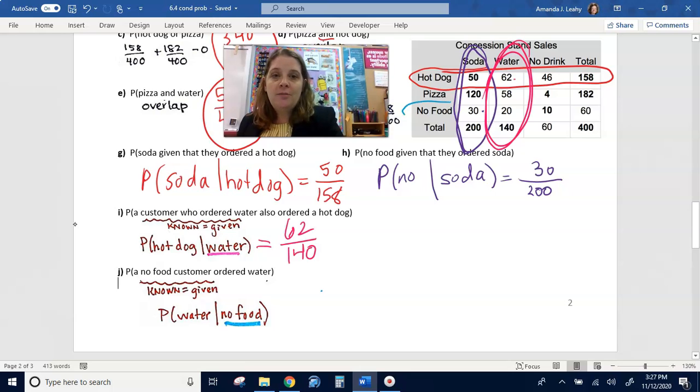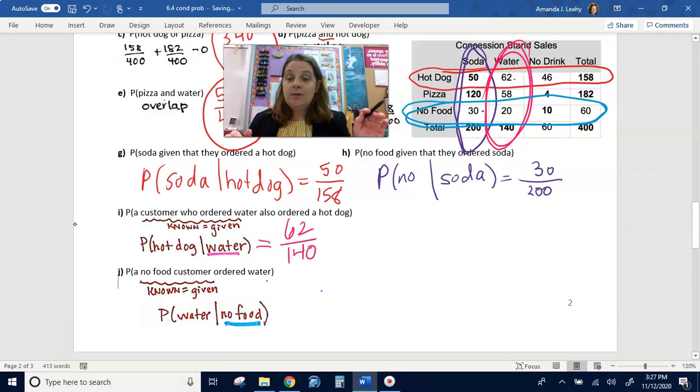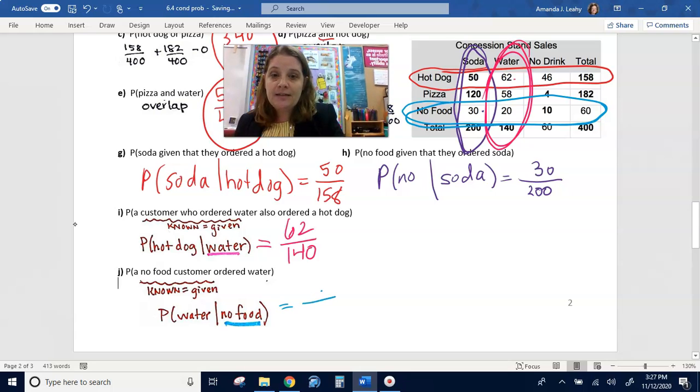So I'm going to look at all the people who didn't order any food at all. So I'm only looking at those. I'm not looking at all 400 anymore. I'm just looking at the 60 that didn't order any food. Okay, out of those, it looks like 20 ordered water. So my probability here is 20 over 60, which is going to be about 0.333.